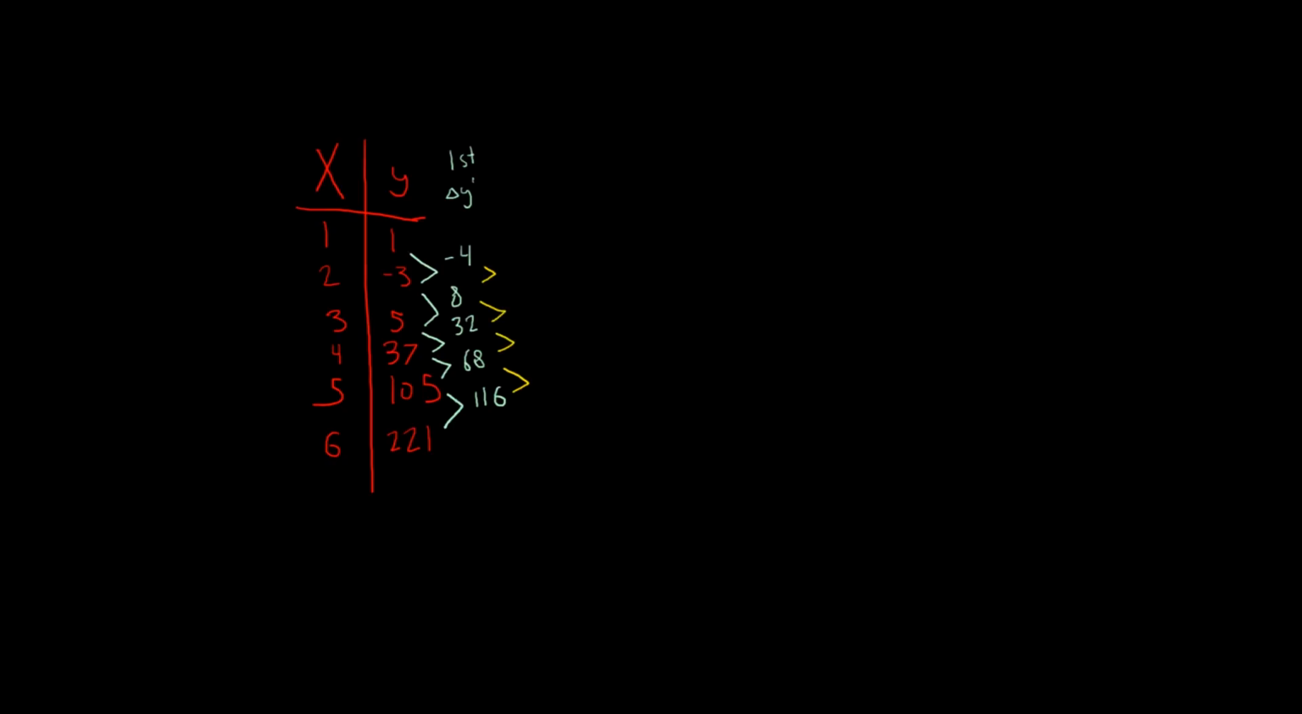So 116 minus 68 would be 48. 68 minus 32 would be 36. And 32 minus 8 is 24. 8 minus negative 4, which is just adding, it would be 12. So these are our second differences, or our second change in y. Then we're going to do it once more. We're going to go further. So we'll do 48 minus 36, and so on and so forth.